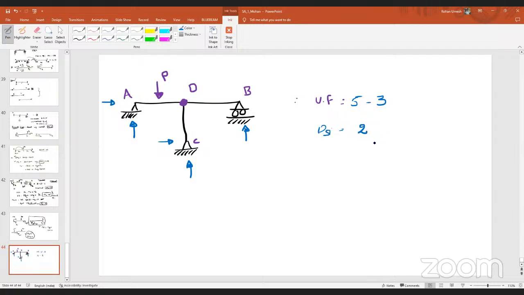But how many additional equations do we have? We have an additional hinge at point D. That means how many extra equations will we have? 1. So this is where I want you to think. This is not 1. Sir, 2. I can say this is 2, but I want to hear why it is 2. 3 members or 1? Why, can you tell me?